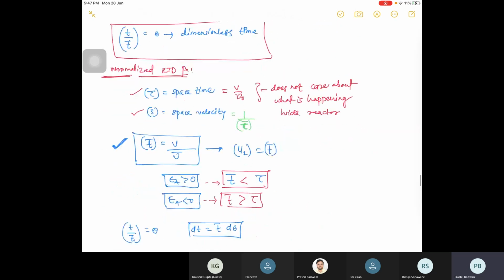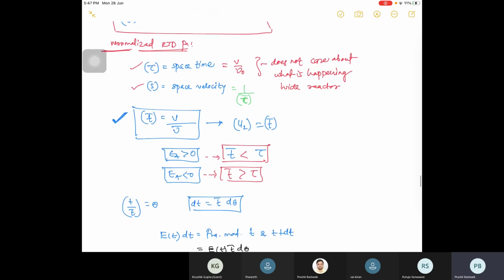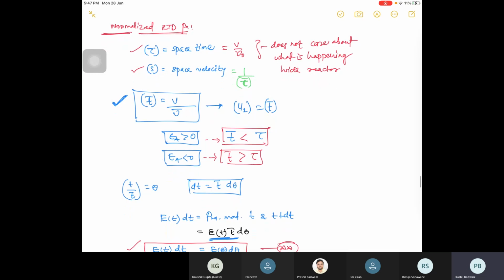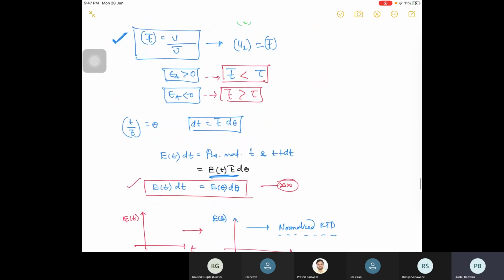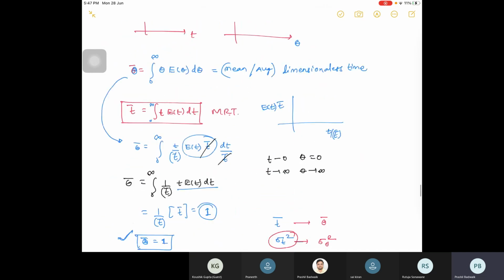So that was okay. Then we converted everything into dimensionless form, where we converted time into dimensionless time. How? We divided it using your mean time, which was calculated using the first moment, right? That was your theta, that is dimensionless time. And we found out your E theta, right? And you found out this relation: E t into dt is equal to E theta into d theta, right?